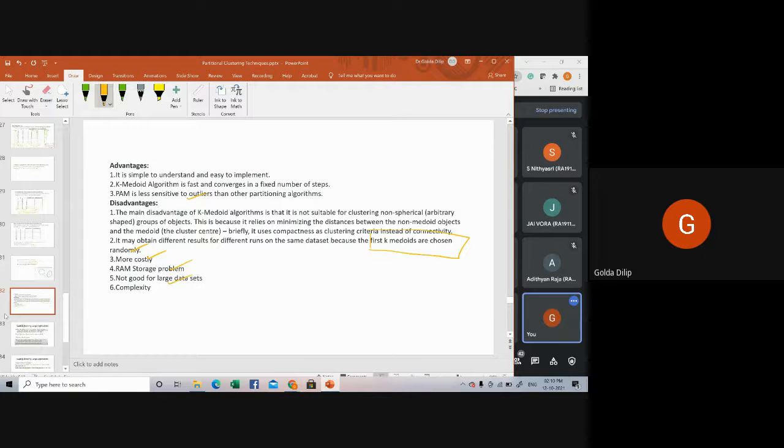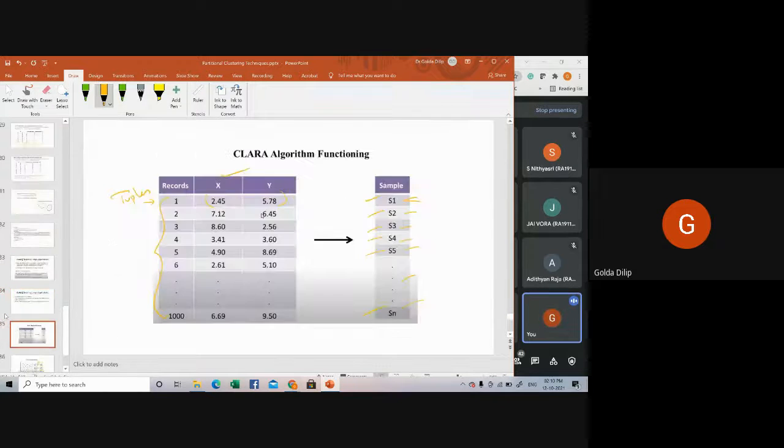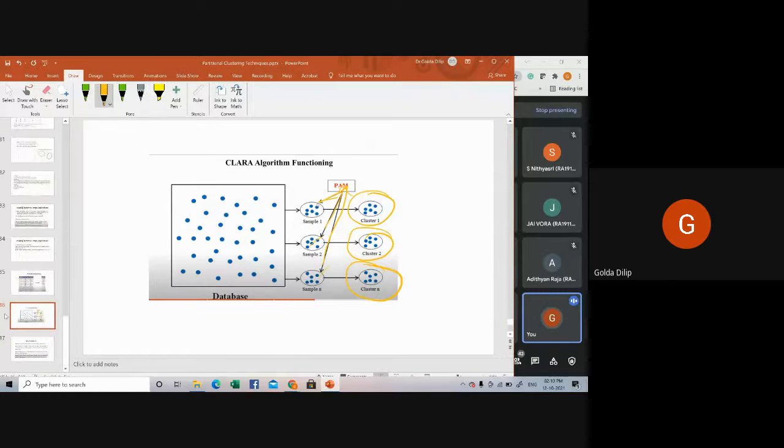K-medoids is not suitable for large data sets. For large data sets, we have this technique called CLARA. It draws samples, and on each sample you apply partitioning around medoids and then assign to the appropriate clusters. So that's it.